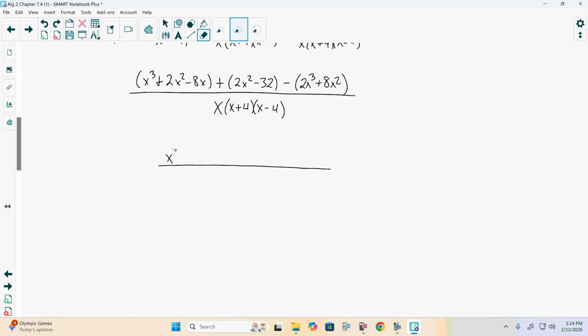Now at this point here, the first expression, we're just going to drop the parentheses because there's no sign in front of it, so the sign's not going to change. Since the sign in front of our middle term is plus, it's still going to stay positive 2x squared and negative 32. The last one, we're going to have to distribute that negative, giving us negative 2x cubed minus 8x squared.